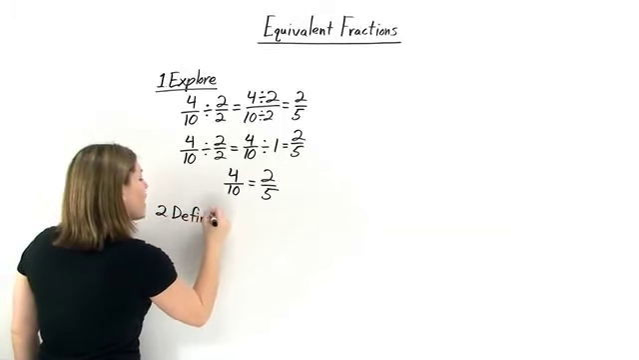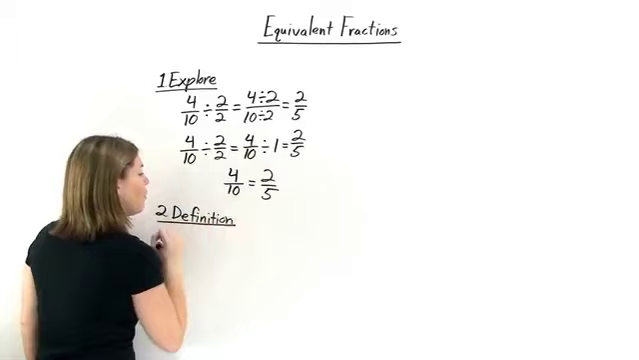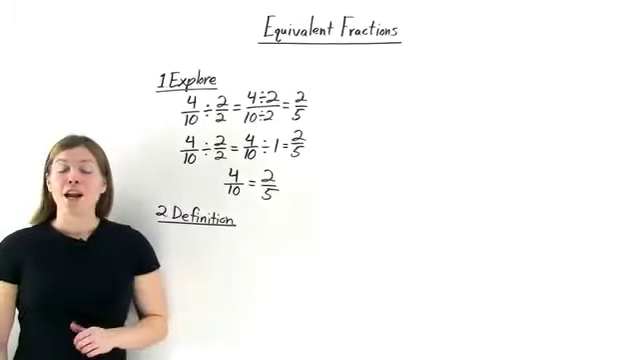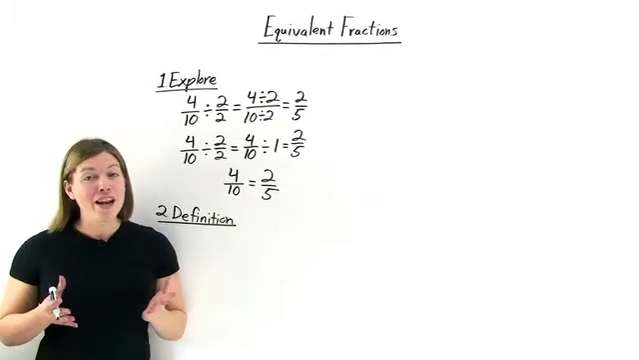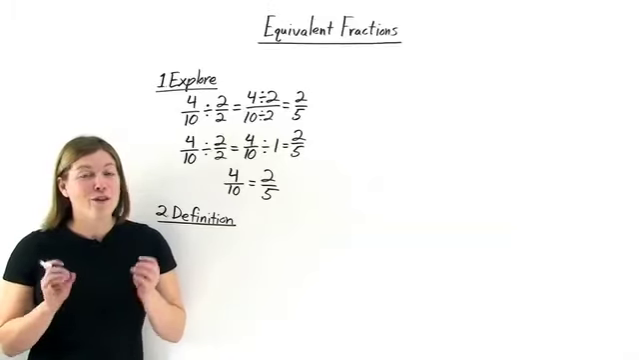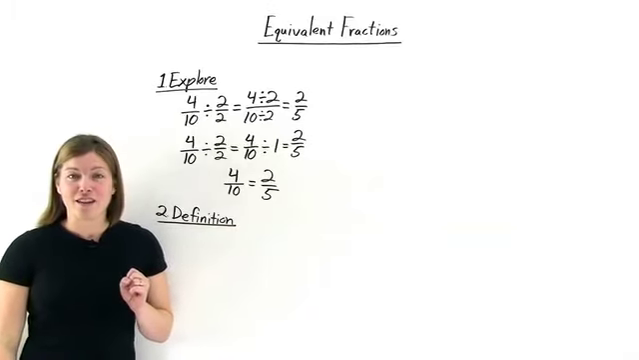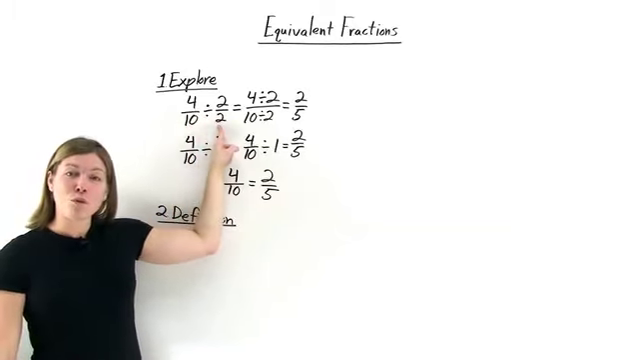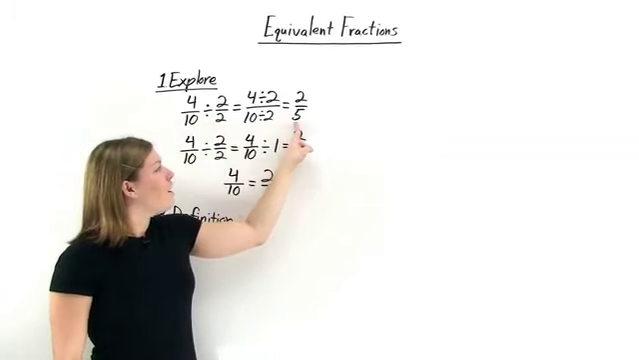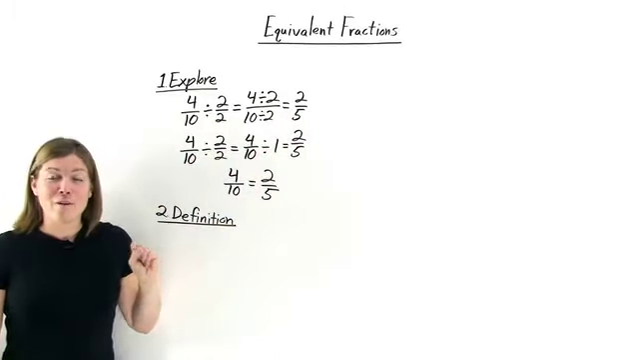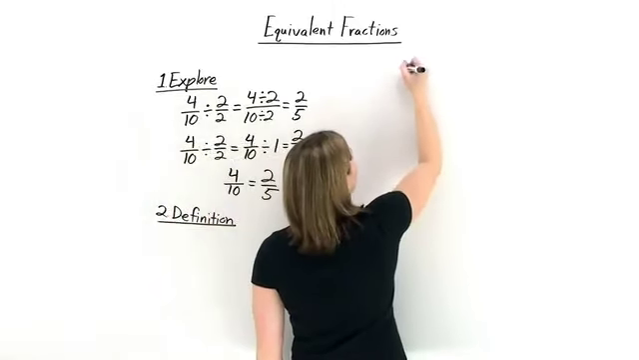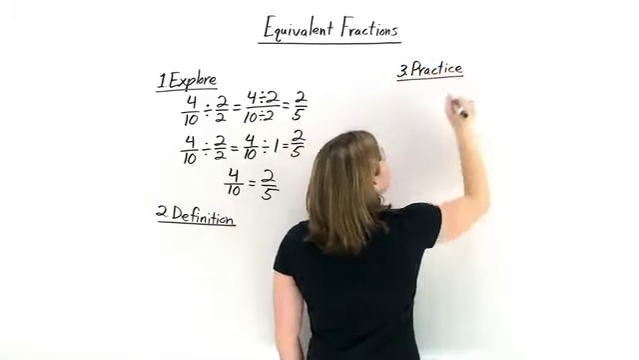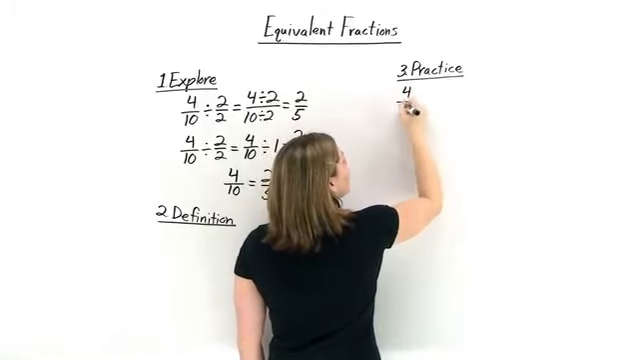Equivalent fractions are fractions that have the same value. So here, our fractions are equal, they have the same value, so they're equivalent fractions. Now, in order to create an equivalent fraction, all we need to do is take our original fraction and either multiply or divide it by a fancy form of 1. Here, we took our original fraction 4 over 10 and divided it by the fancy form of 1, 2 over 2. That gave us the equivalent fraction 2 over 5. But 2 over 5 is not the only equivalent fraction to 4 over 10. So now that we know what an equivalent fraction is, let's get some practice finding equivalent fractions.